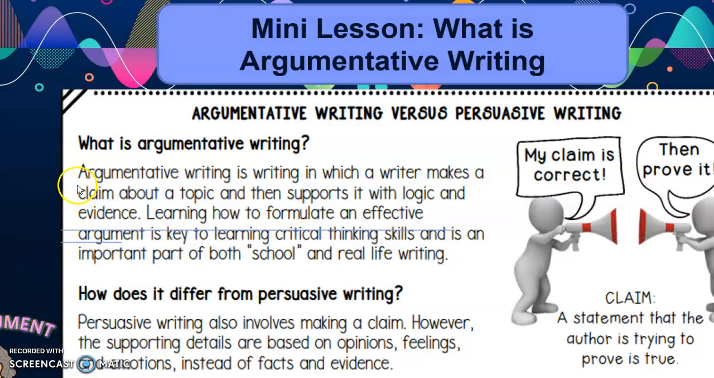We also talked about argumentative writing, it being writing in which an author makes a claim about a topic and then supports it with logic and evidence. Learning how to formulate an effective argument is key for critical thinking. It's also important to learn about making a claim, even for discussing things with your parents, your teachers. You wanna know how to persuade.